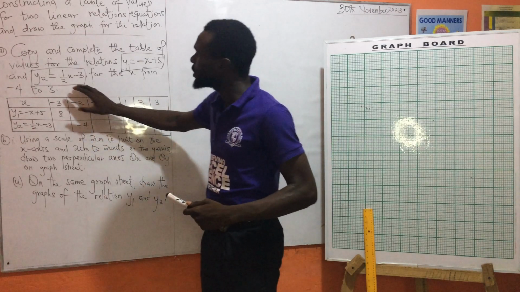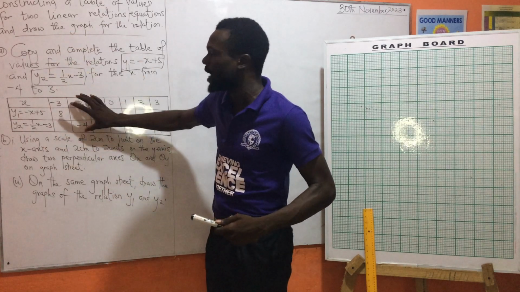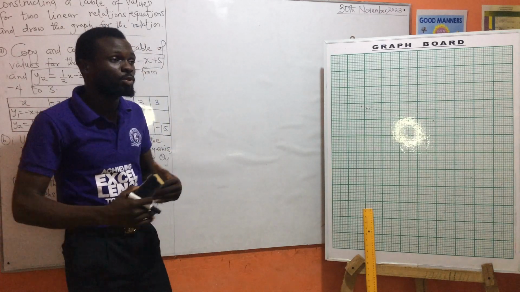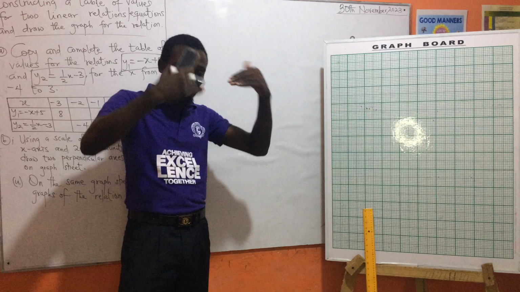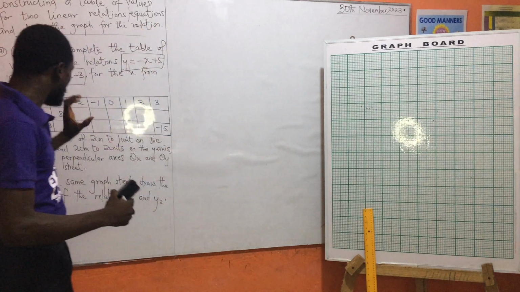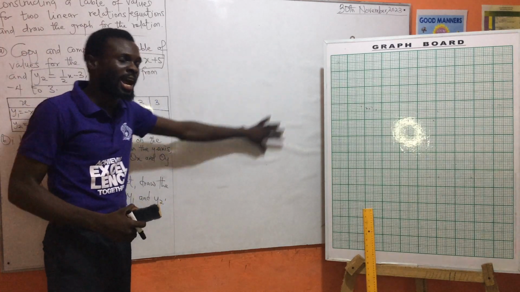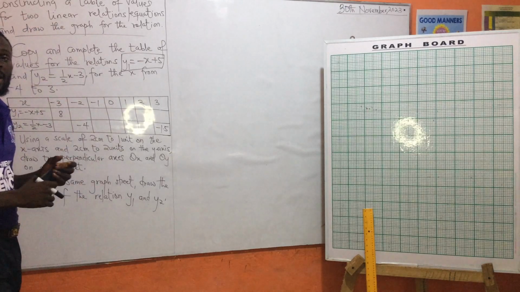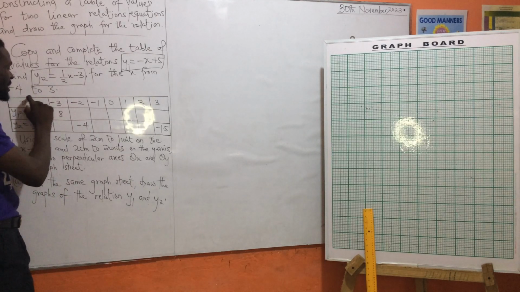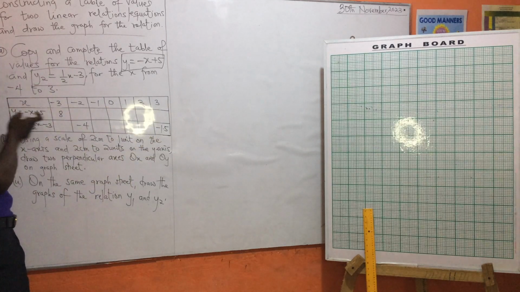Good. Now we are using this relation to complete this table. So the question says copy and what? And complete. So if we are writing, for exam's sake, we have to copy the table, then we complete it. But here we want to do the calculations here, then complete it in the table because of the space we have here. Now, if we want to complete the table, this represents the x values. So we use the x values to complete this relation.